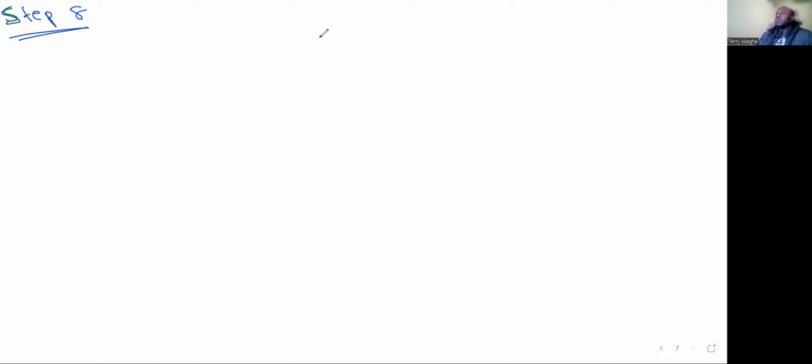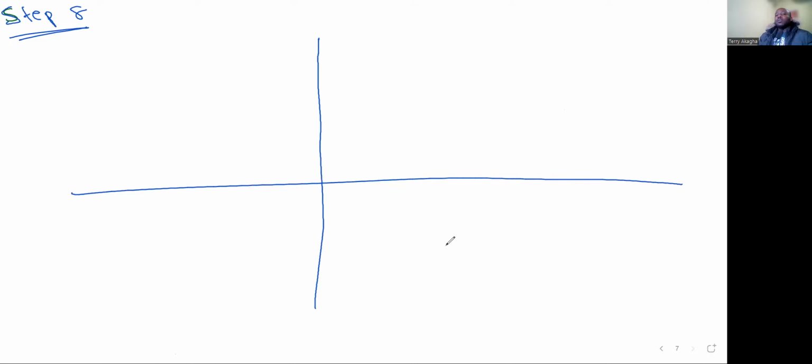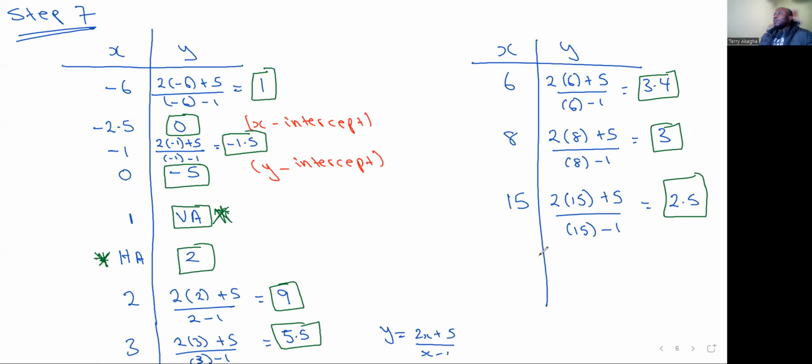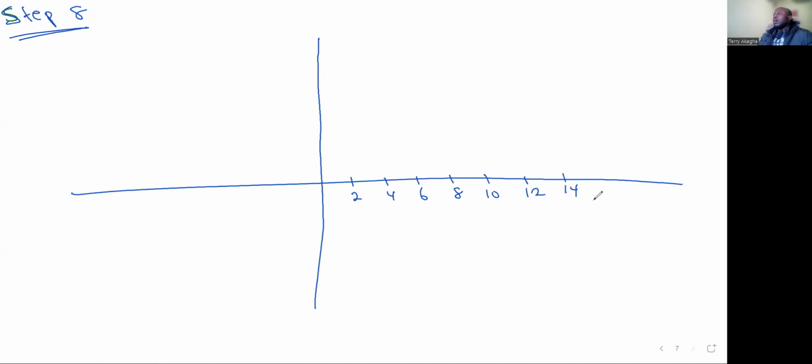So let's have the x and the y. To make it interesting, we're going to have maybe up to 12. So we're going to have 2, 4, 6, 8, 10, 12, 14. The maximum x we had was 15, right? So we're going to have 14 and 16. Then we're going to have -2, -4, -6, -8, -10, let's say -12. So this is for the x-axis.